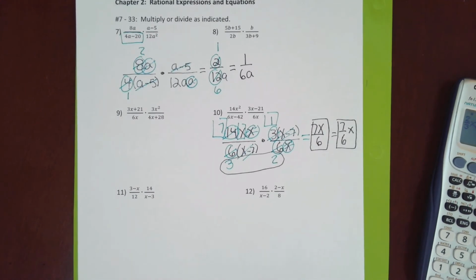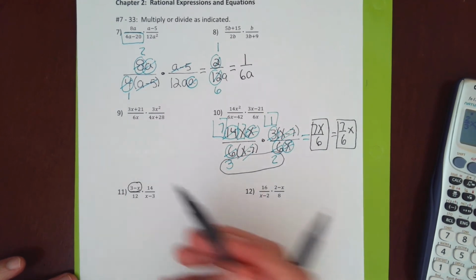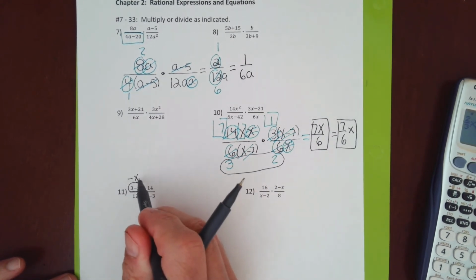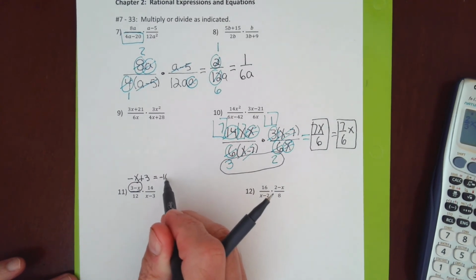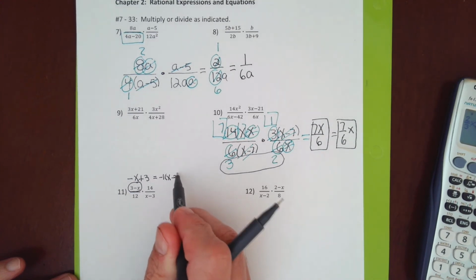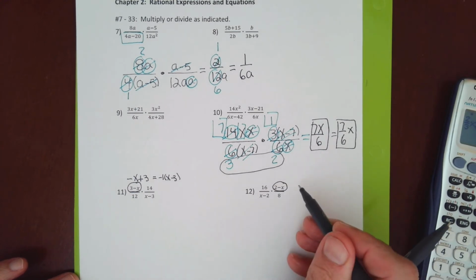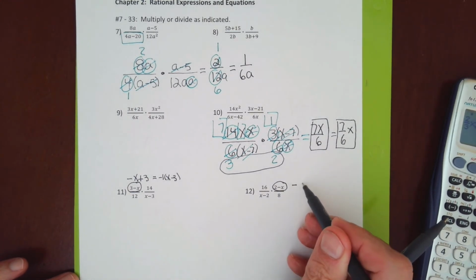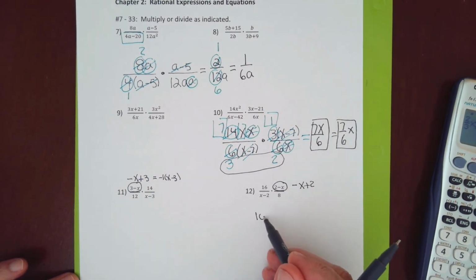11 and 12 have a trick that I never put on a test. It's the trick that came up at the end of section 2.1 where I needed to line up and factor out negatives. And your problem 11, that needs to be written as negative x plus 3. And then you need to factor out a negative 1 to get going. Similarly, on my problem 12, I need to rewrite the numerator of 2 minus x as negative x plus 2, and then I need to factor out a negative 1.